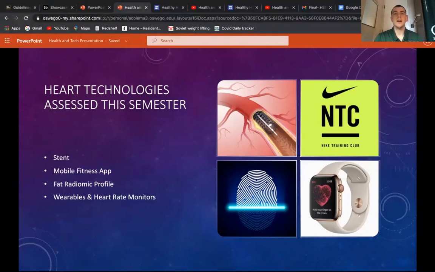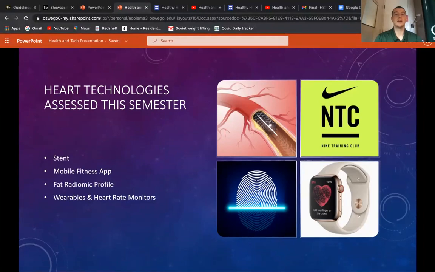So throughout the semester, I assessed a handful of technologies used for heart health. And among those, some of my highlights were the stent, mobile fitness apps, which you just saw in the PSA video, fat radiomic profile, as well as wearables and heart rate monitors. So a stent is a dissolvable mesh coil that's placed in an artery. And as people live their life with poor lifestyle habits, plaque may develop in arteries. And what that's going to do is put a lot of pressure on the heart. And what a stent does is it's placed in the artery and it opens it back up to allow more blood flow.